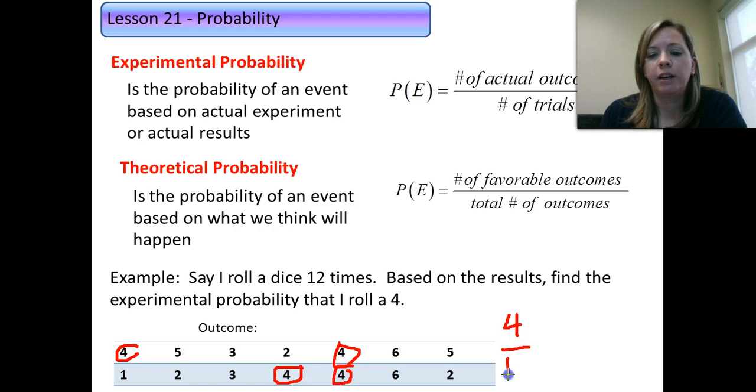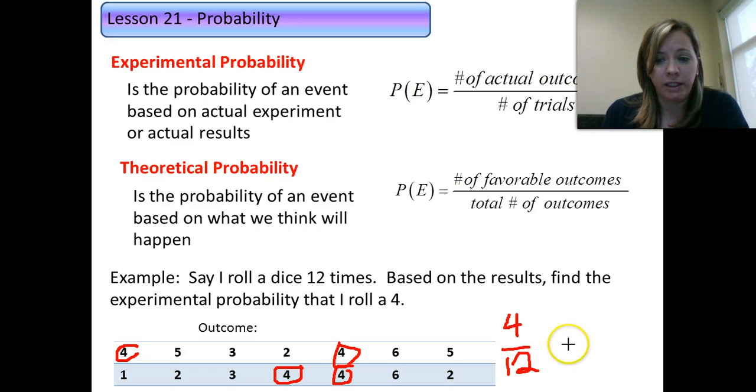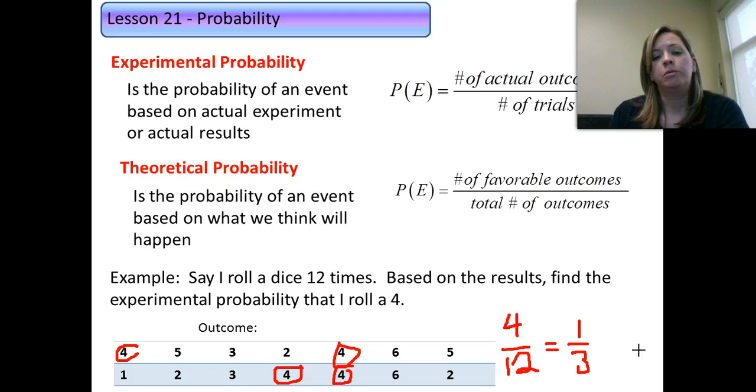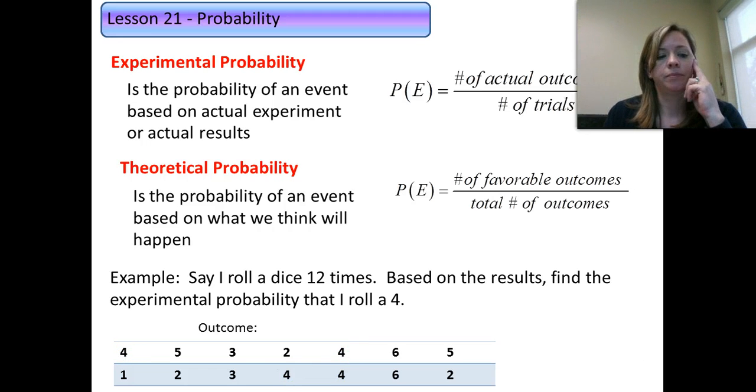So the probability of rolling a 4 is going to be 4 divided by the 12 trials that I did, and then I could reduce that to equaling 1/3, because 4 out of 12 reduces to 1/3. So the probability of rolling a 4 in this experiment was 1/3.